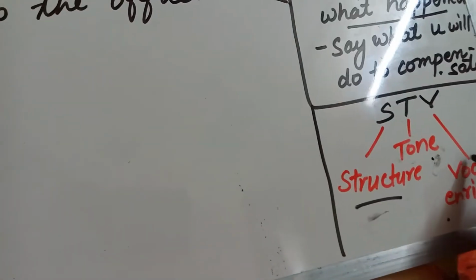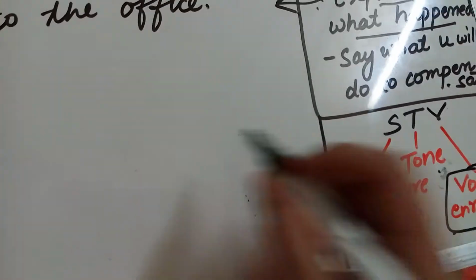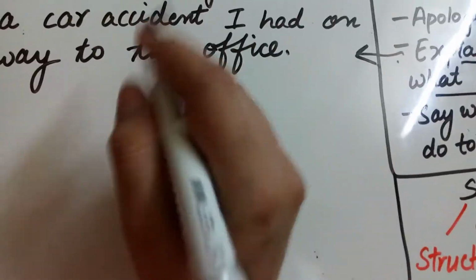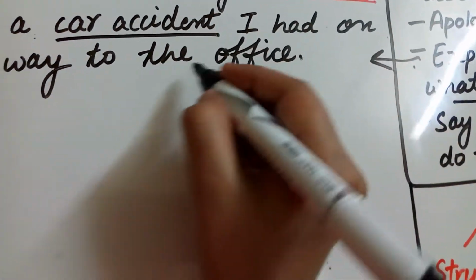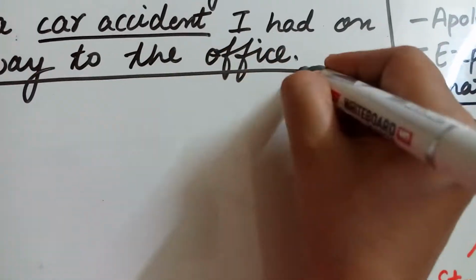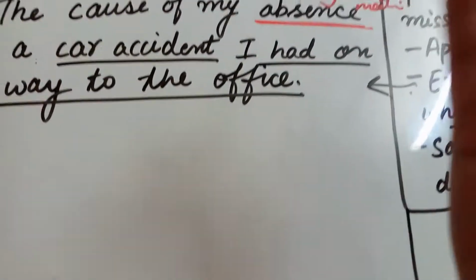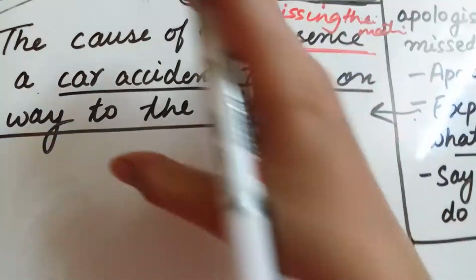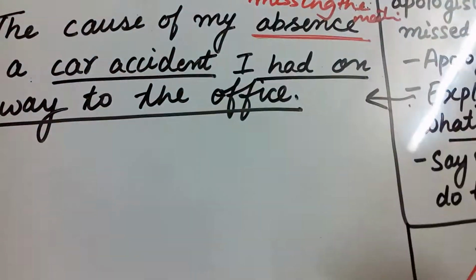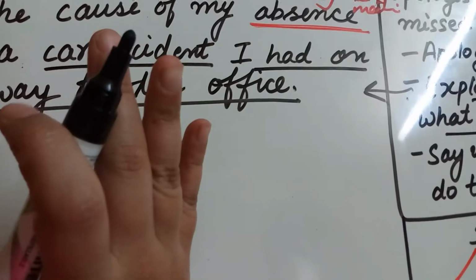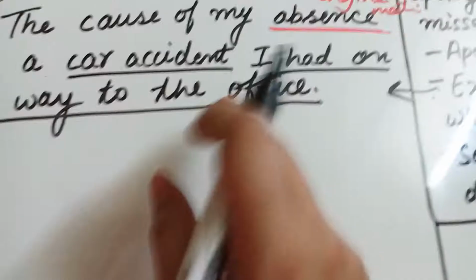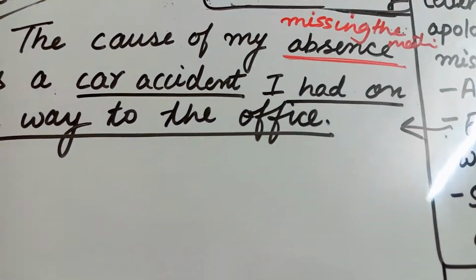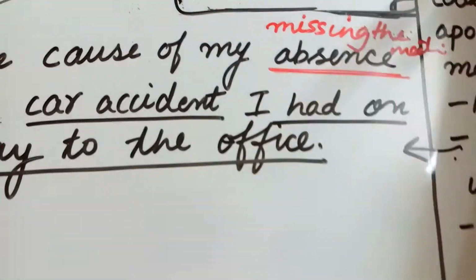Now we are talking about vocabulary enrichment here. You have to use your own ideas. You framed this accident on your own. You framed all this situation on your own. So you are enriching your vocab here. But be sure about your tone also, that your tone has to be very polite. Now, I had on my way to the office. Second sentence.